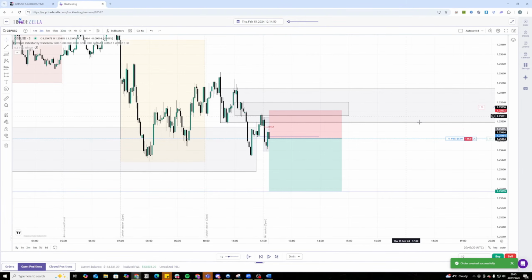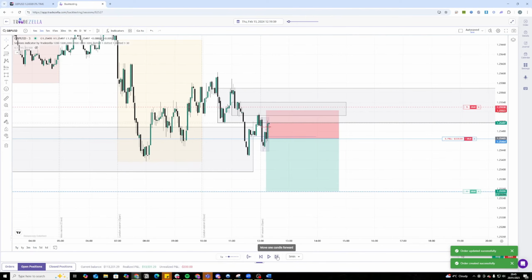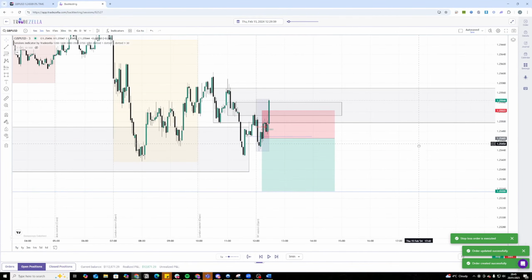Drag the stop loss and TP. So for those of you that don't know, you can just drag it like TradingView, like that. It makes it quite easy to quickly enter if you're a scalper. And we get taken out on that one.